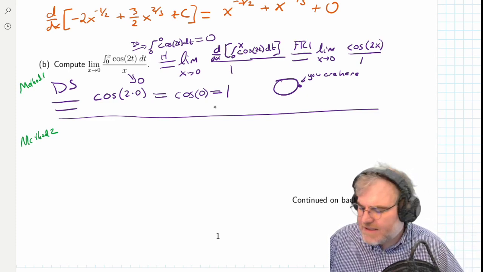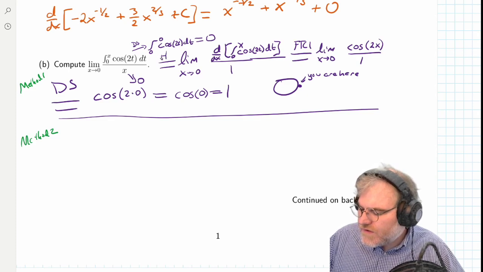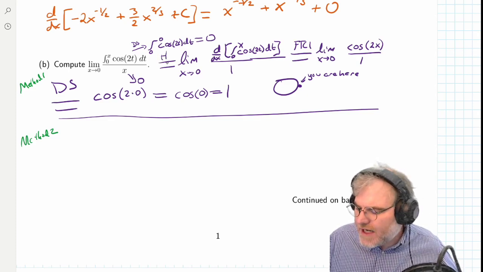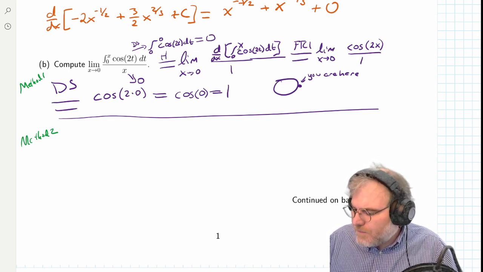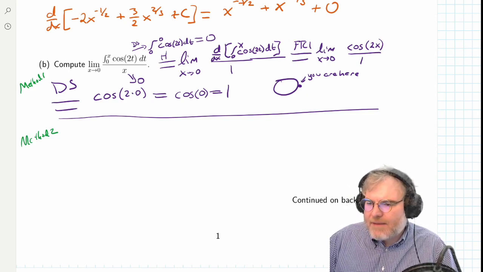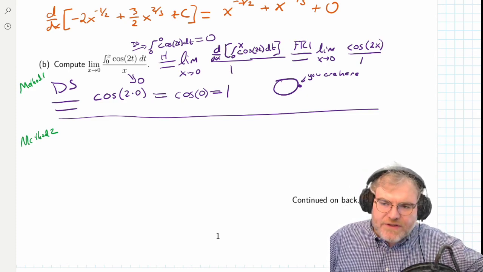You have to recognize this required 2 steps, right? This required understanding that I was looking at 0 over 0 to apply L'Hopital's rule, and then it required an application of FTC1. So that was slick.